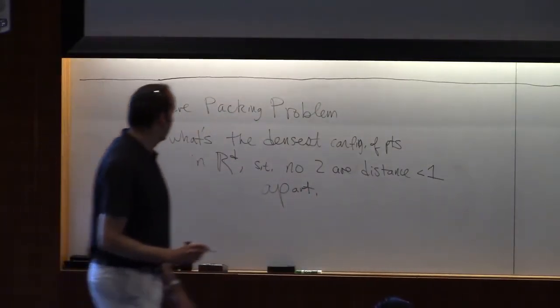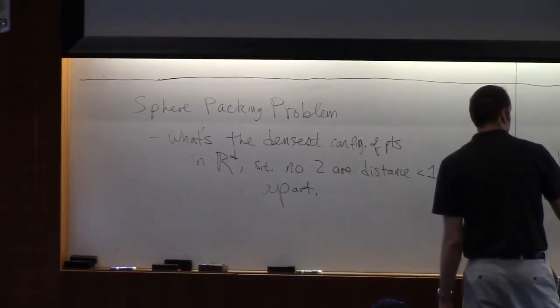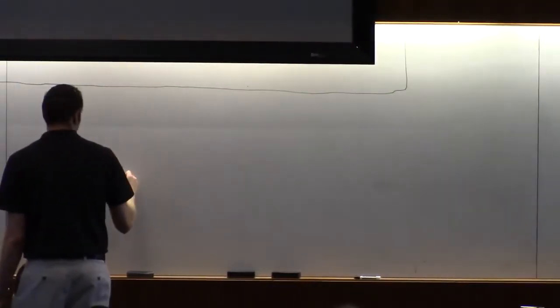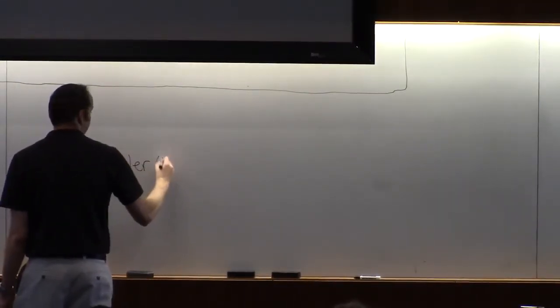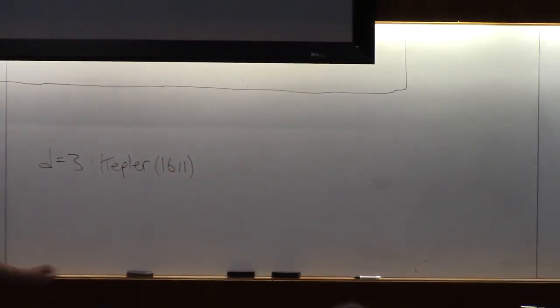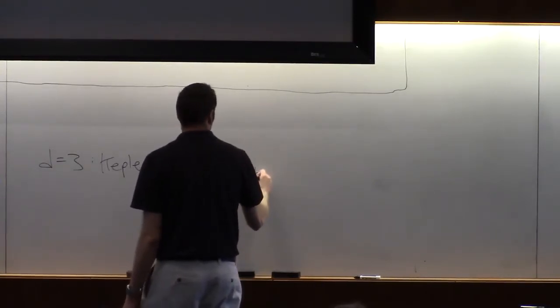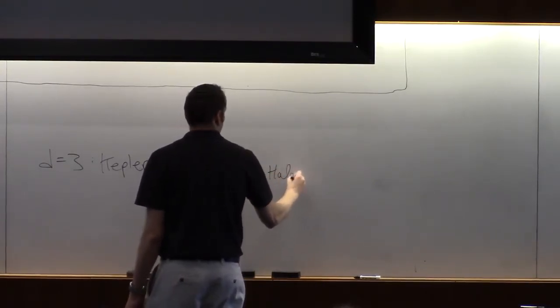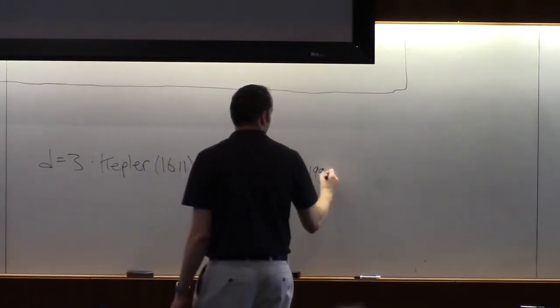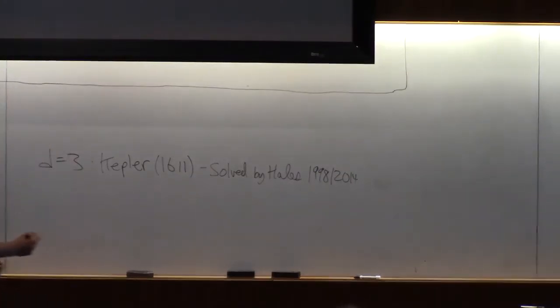So just to give a little bit of history on this problem, the case when the dimension is 3 was posed by Kepler. This was in 1611, the astronomer Kepler. And solved by Tom Hales. So there's 2 papers on this. One is 1998, the other is 2014, which has a computer check of the original proof. It's a long computational proof.